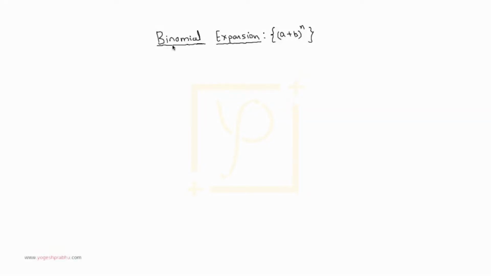In this video, we will discuss binomial expansion. When you have (a + b) raised to n, and this n can be any natural number, so this n value can be 1, 2, 3, up to any value, basically a natural number, then how do you expand it is what we're going to discuss.